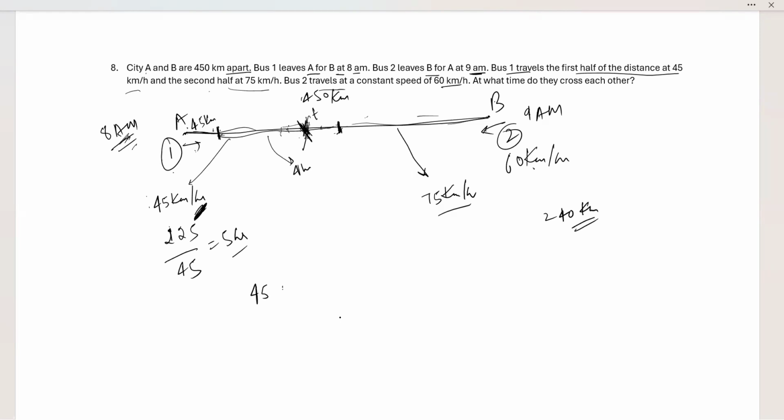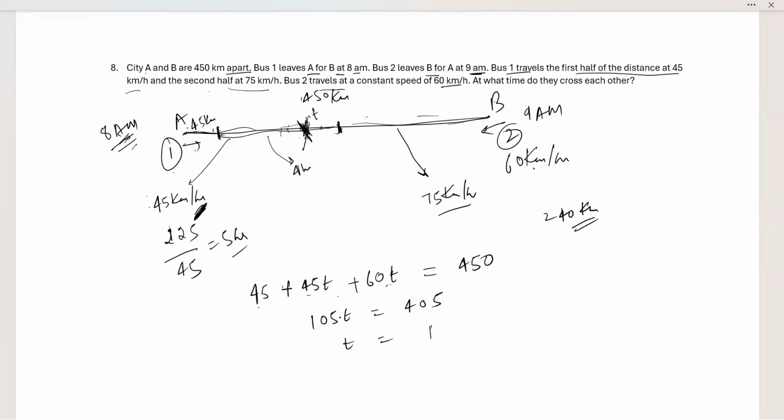And for the remaining time, t hours की जो extra t hours है उसमें कितना ट्रेवल करोगे? 45 t. ठीक है. And how much would B have traveled? B would have traveled 60 into t. And this whole portion, sum of this whole thing would be 450 kilometers. So this will be what? 105 t is equal to 405.